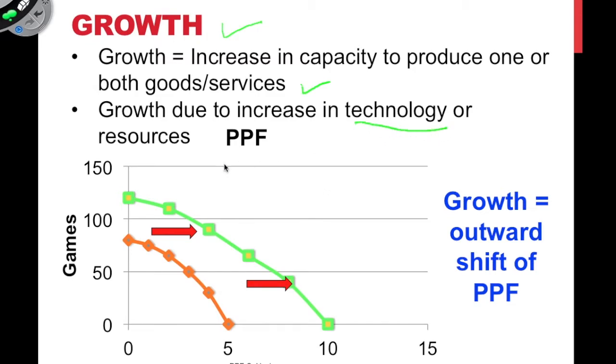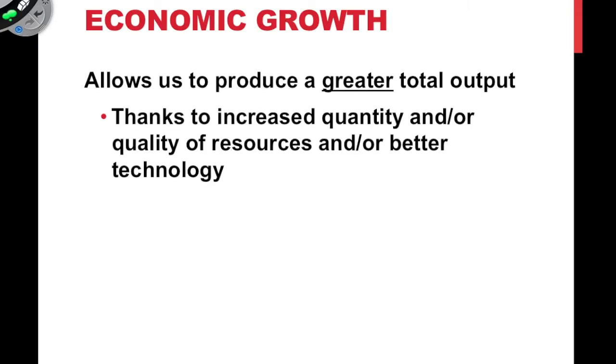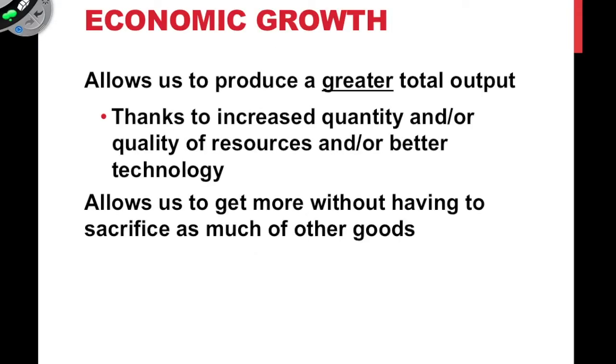And the way to do that is to improve your technology or your resources. And increase can be in quantity, so have more resources, or in quality, just better ones. You can do it through both. And graphically, you can see that the PPF is moving outward towards greater quantities of consoles and games. Economic growth allows us to produce more. And it's due to an increase in quantity or quality of resources or better technology.